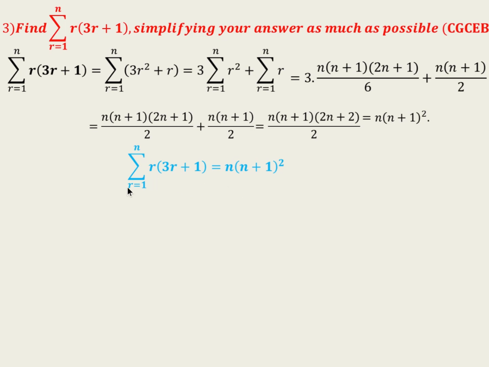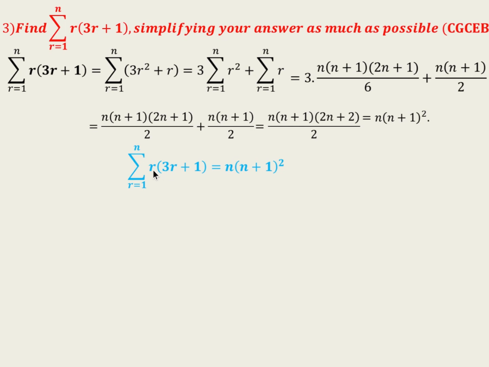For instance, when r equals 1, we substitute 1 in the summand, we get 1 into 3 into 1 plus 1. There will be 1 into 3 plus 1, which gives 1 times 4, which is 4. And when you substitute 1 to get the sum of the first term, you get 1 into 1 plus 1 squared. 1 plus 1 squared is 2 squared, which is 4, and 4 times 1 is 4. So the sum of the first term is equal to the first term.